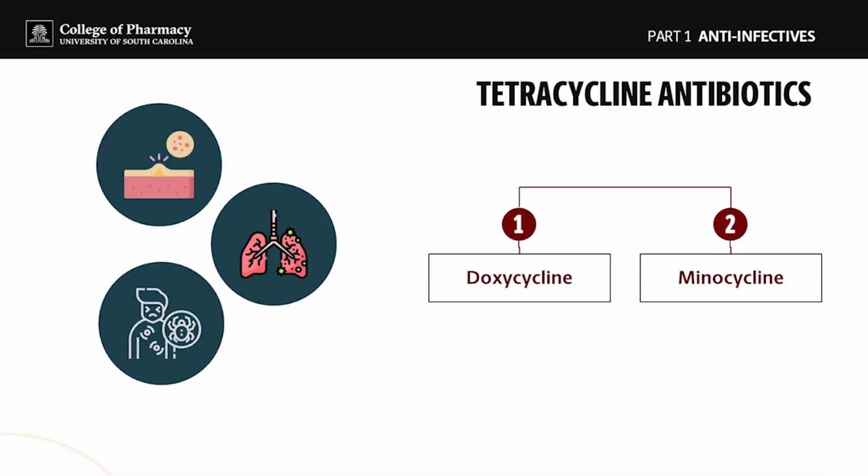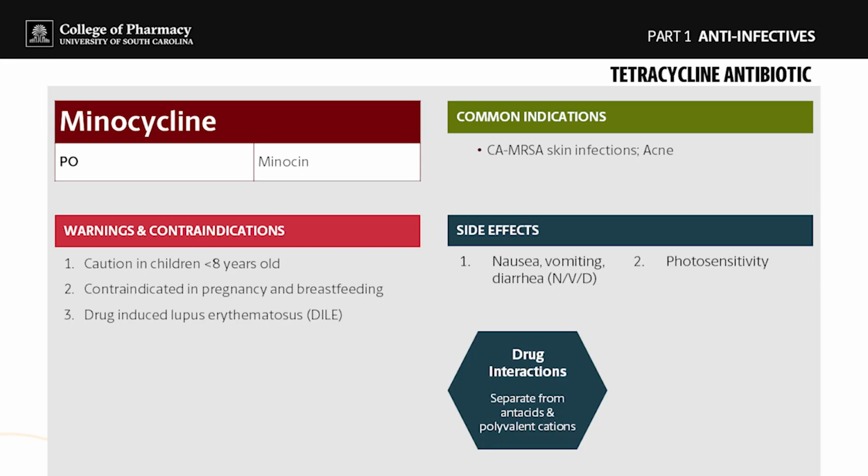Next, let's look at our tetracycline antibiotics: Doxycycline, Minocycline. Tetracycline has a cycline on the end. So does doxycycline, and so does minocycline. So minocycline's brand name is Minocin. It's used for methicillin-resistant staph aureus skin infections and acne.